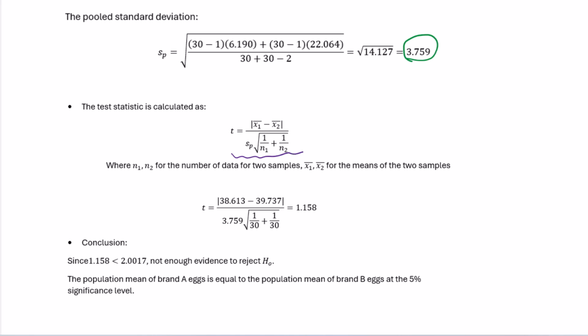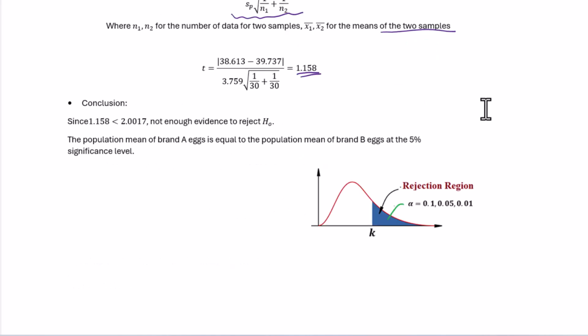Then the test statistic t value, we will use this formula. In this formula, N1, N2 for the number of data for two samples, X1 bar, X2 bar for the means of the two samples. We got t value equals 1.158.